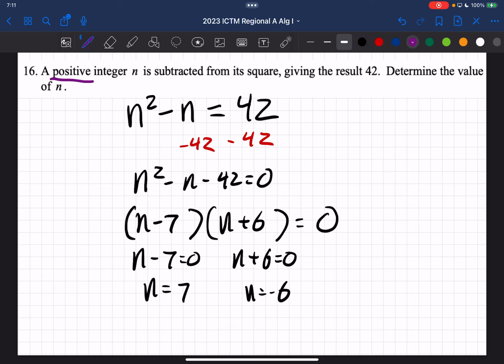Key thing here, it says a positive integer. So that means that 7 is our answer, not negative 6. Yes, it's a solution to this, but it's not a positive integer.